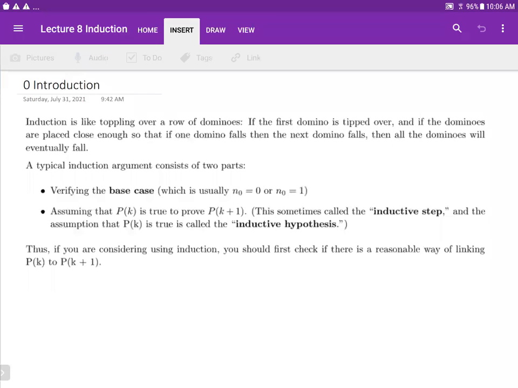Now, the reason that this works is if you have a base case that you prove is right, then you can repeatedly apply the second part, assuming that's right too, and then you can induct all the way to infinity, in which case you would be proving it for all natural numbers. So if you are considering induction, you should also always first check if there is a reasonable way of linking up p of k to p of k plus 1, making sure that consecutive cases have some relation to each other.